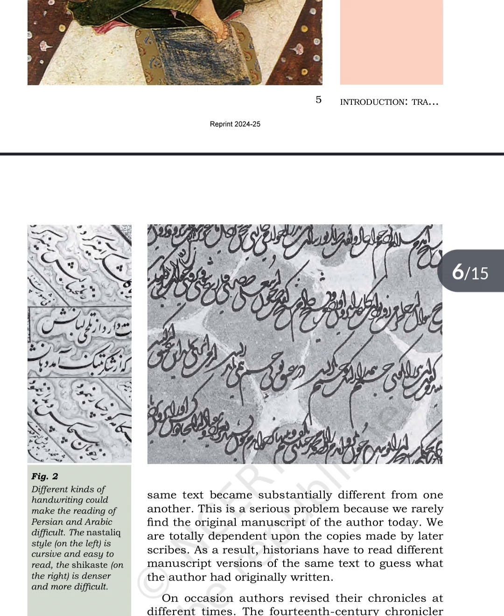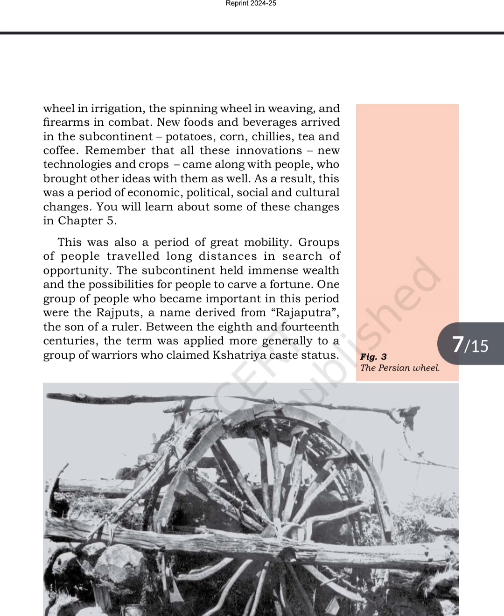At different moments in this period, new technologies made their appearance, like the Persian wheel in irrigation, the spinning wheel in weaving, and firearms in combat. New foods and beverages arrived in the subcontinent: potatoes, corn, chilies, tea, and coffee. Remember that all these innovations, new technologies, and crops came along with people who brought other ideas with them as well. As a result, this was a period of economic, political, social, and cultural changes. You will learn about some of these changes in Chapter 5.